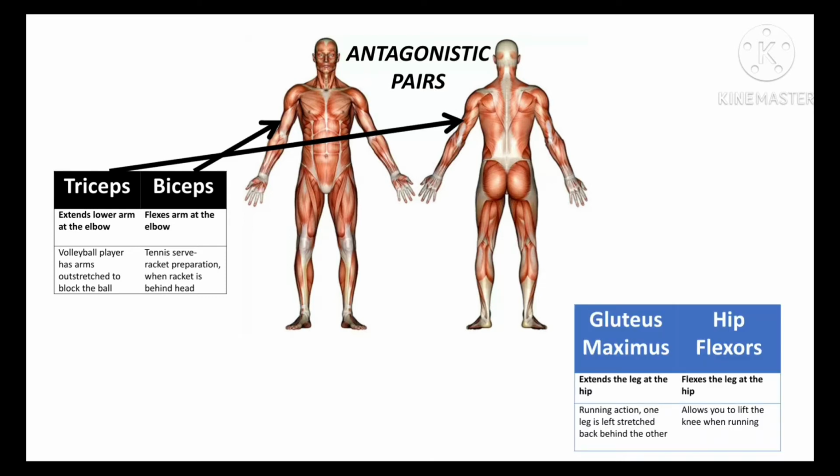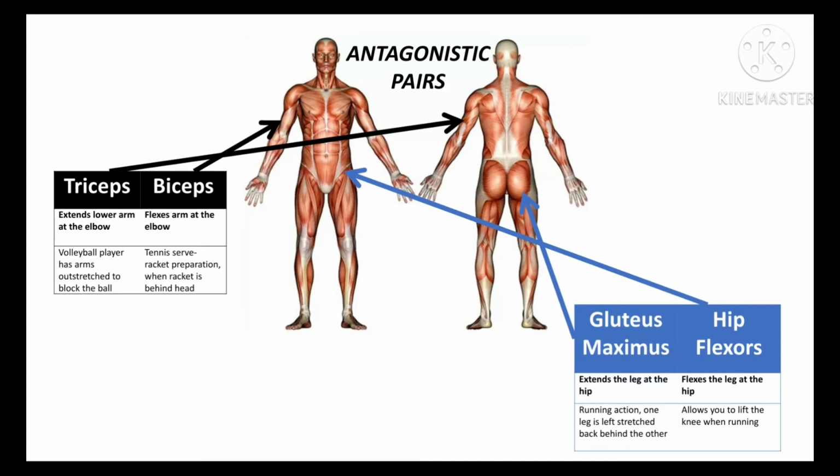Next ones, we'll look at the gluteus maximus. That's your backside muscle. And we'll look at the hip flexors, which create flexion at your hips, so in front of your body. The gluteus maximus is really important when we're taking our leg and stretching it back, and we're driving back during running, or we're taking our leg back, ready to kick the football. It's going to bring our upper leg backwards.